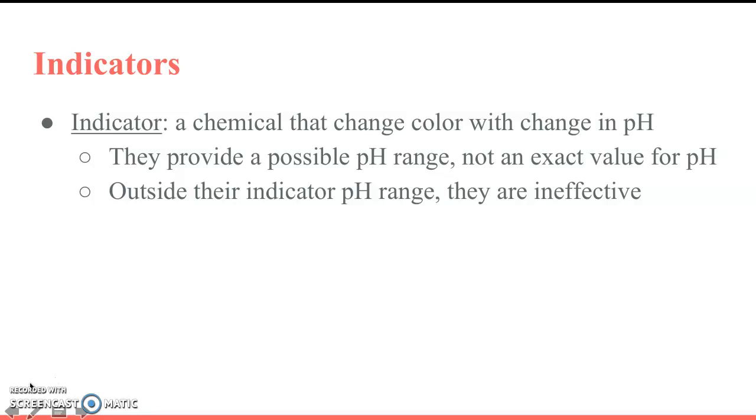So drawbacks to indicators is it only provides a pH range that the solution can fall into. Outside their pH ranges, indicators aren't that effective, so it's important to already know if a solution is acidic or basic. You're really just trying to narrow it down. If you want an exact pH value, you would have to use a pH probe. We may be doing a lab on that later.